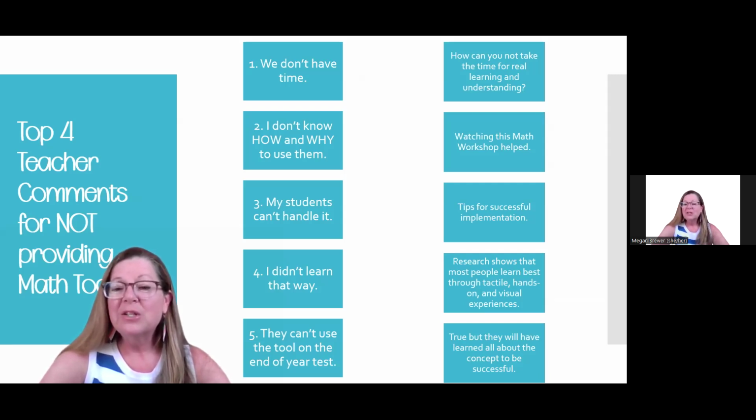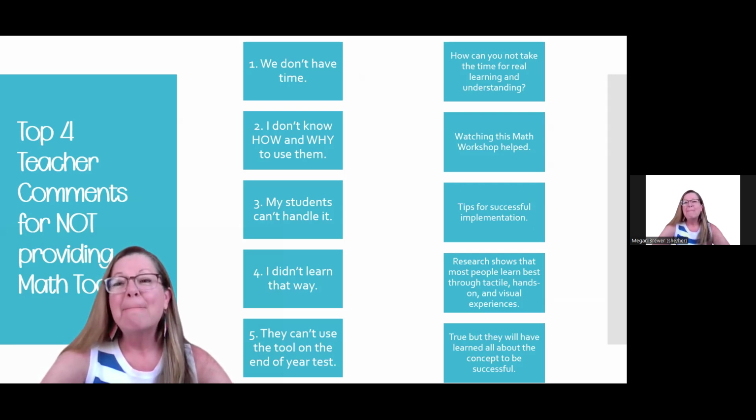Our response is that research shows that most learners, and that's adults and children, learn best through tactile, hands-on, and visual experiences, especially in mathematics, where concepts tend to be very abstract. And I didn't forget number 5. They can't use the tool on the end-of-year test, so why should I bother during the year? Ooh, we hear this one a lot too. This is true. Good point.